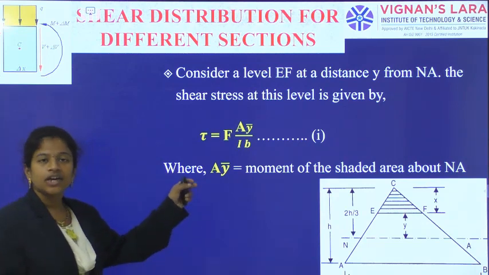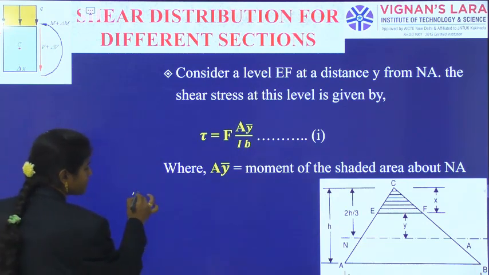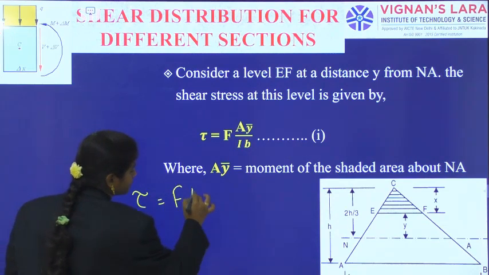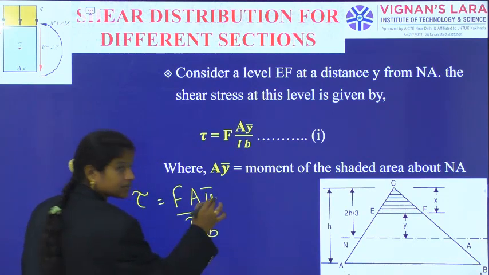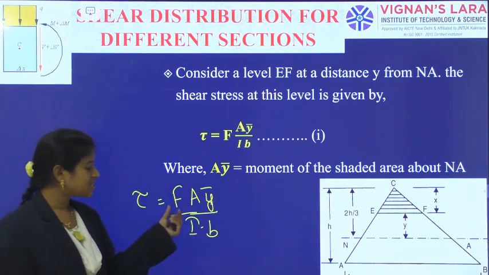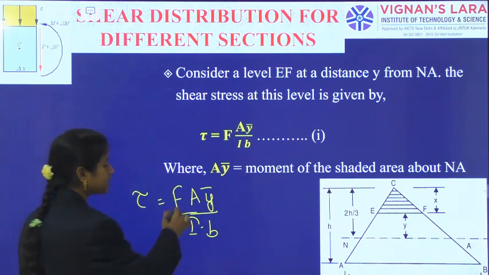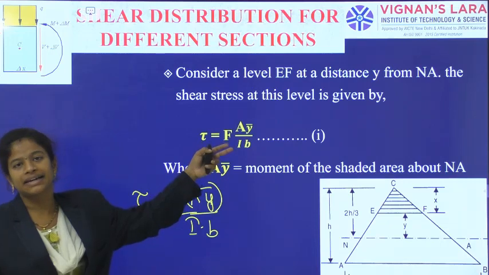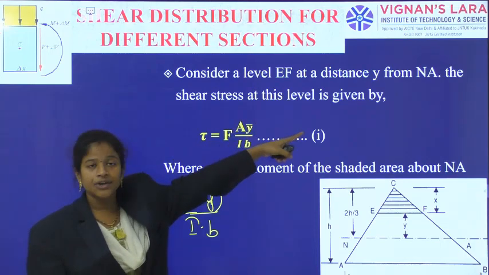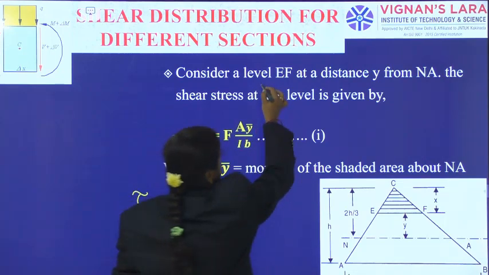Okay, firstly we have to calculate this. Why do I have to calculate that particularly? Because tau is equal to F A y bar divided by I into B, right? So F is the shearing force acting at the section. A into y bar is the moment, or area moment, for the portion above the level where I am calculating the shear stress.